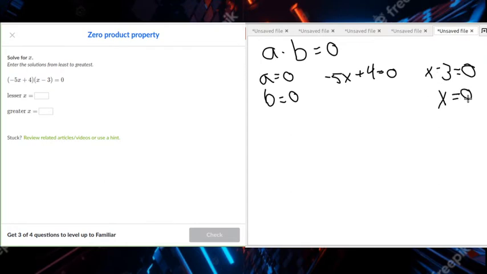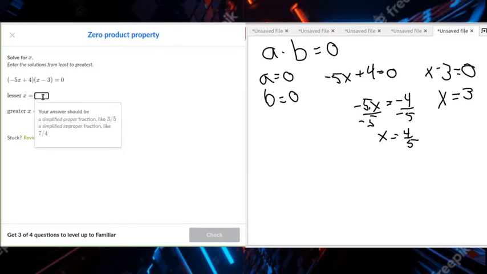And here I'll solve this one first because that's easiest. We're going to add 3 to both sides and get x equals 3. And then over here I'm going to subtract 4 from both sides. I'll get negative 5x is equal to negative 4. And then I'm going to divide both sides by negative 5, and I'm going to get x is equal to 4/5. They want the lesser x, so the lesser x is the smaller one, and that's this one. 4/5 is less than 1. So I have 4/5, and my greater x is 3.